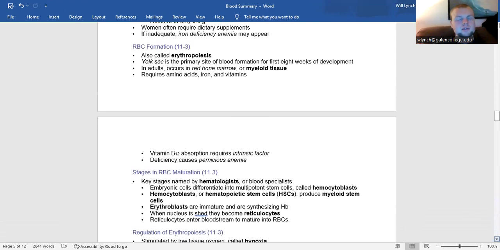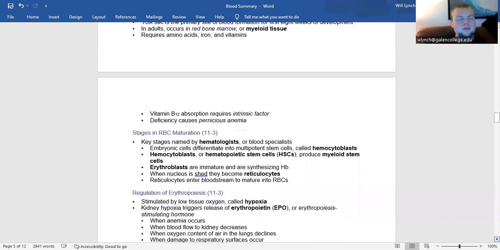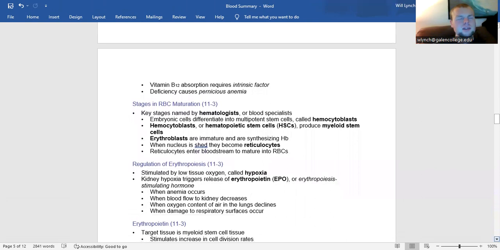We need cofactors for this, right? And in order to do this, we need vitamin B12. Vitamin B12 absorption requires intrinsic factor. If we have a vitamin B12 deficiency, this leads to what we know as pernicious anemia.